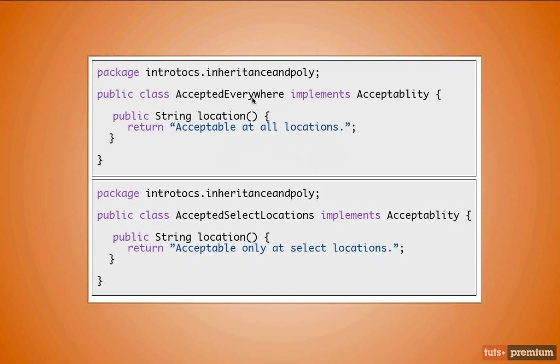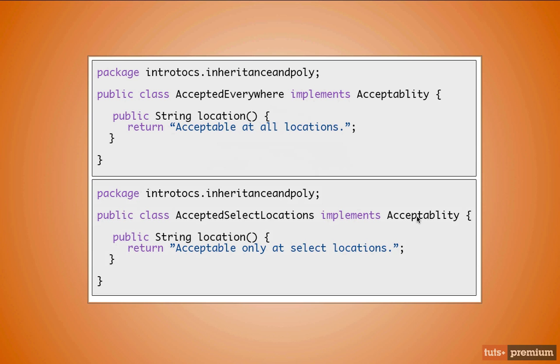Now, you'd likely create another class which also implements the acceptability interface, and you'd give the abstract location method a different implementation to handle a completely different type of behavior, such as for the gift card subclass, where it would only be accepted at select locations. So you can see that I've created the accepted select locations class, implementing our acceptability interface as well to handle this new type of behavior. So this example just shows the very basics of creating an interface and then having a class implement it.